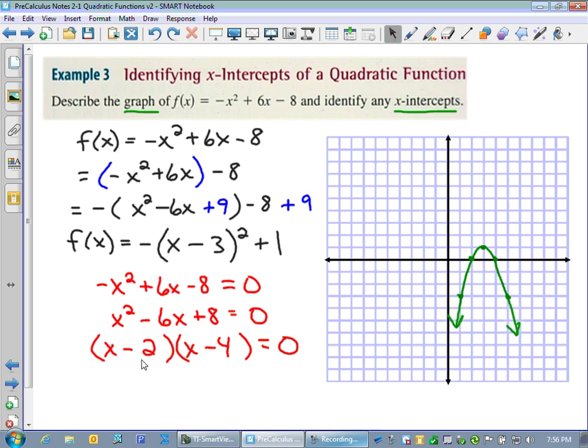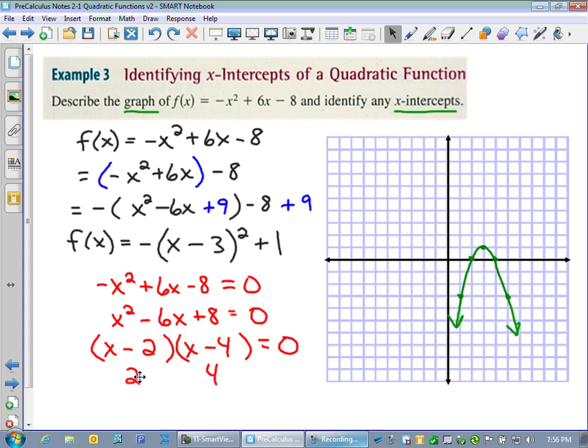Because those are going to be the x values of our x-intercepts. So the value of x that causes that to be 0 would be 2. The value of x that causes that to be 0 would be 4. And since x-intercepts are actually points, these are going to be ordered pairs.